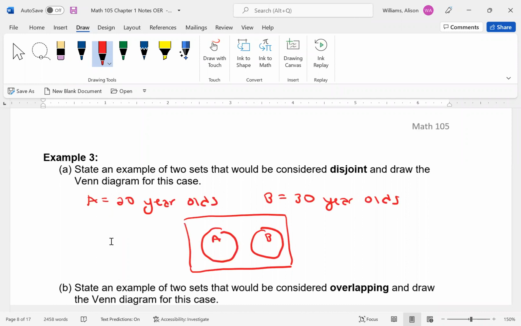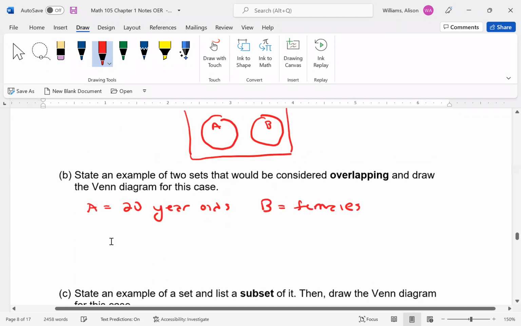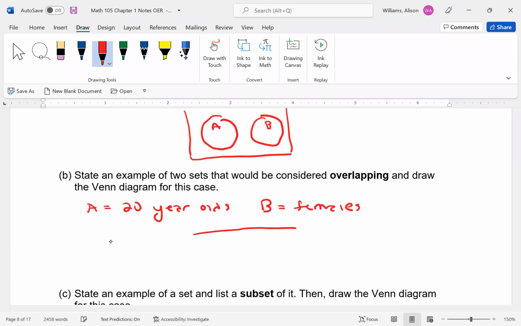All right, let's do two. So let's still use the same A. Let's say A is 20-year-olds. But this time, let's say B is females. In this case, we have some overlapping. There are 20-year-old females. There are also females that are not 20-year-olds. And there are also 20-year-olds that are not females. So we have that kind of classification where they have some overlap. It's not a small overlap, but it's still just some.